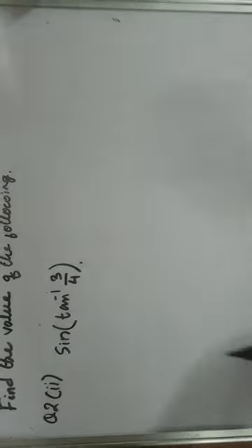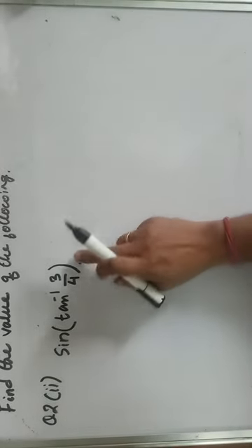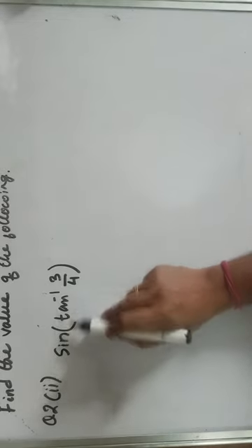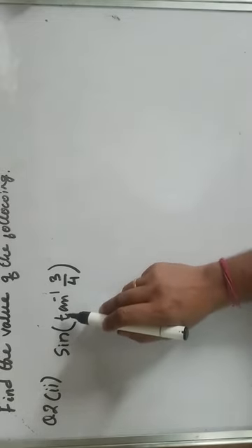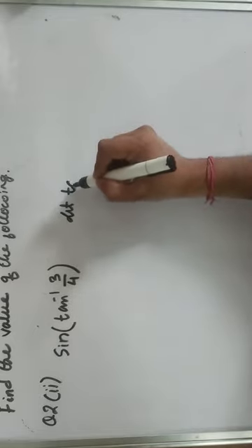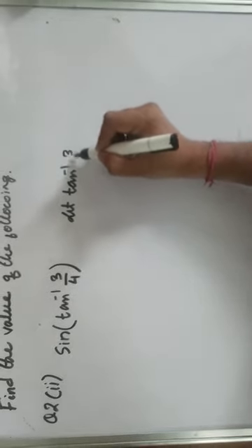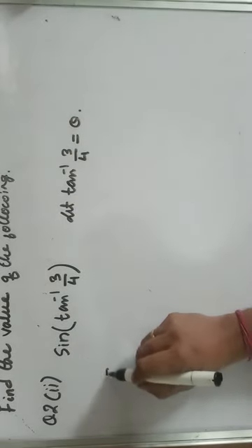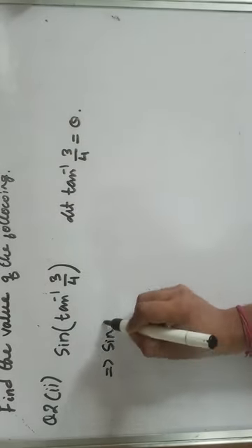Now another question: sine of tan inverse 3 by 4. The same concept we'll use. Sine of tan inverse 3 by 4 means there are two dissimilar functions. One is sine, another is tan. So I'll consider again, let tan inverse 3 by 4 be equal to theta. Then this one will be sine theta.